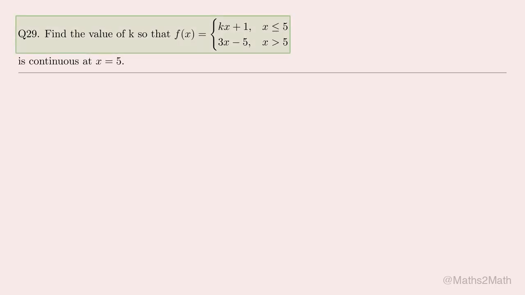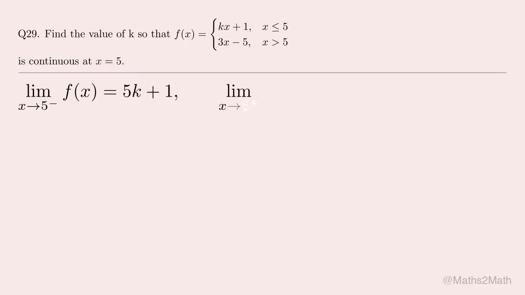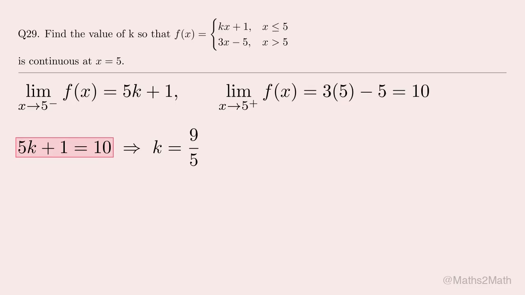Question 29. Two lines must agree at x equals 5. The right-hand line fixes the meeting height. Left limit 5k plus 1, right limit 15 minus 5, which is 10. Equate 5k plus 1 equals 10, so k is 9/5.